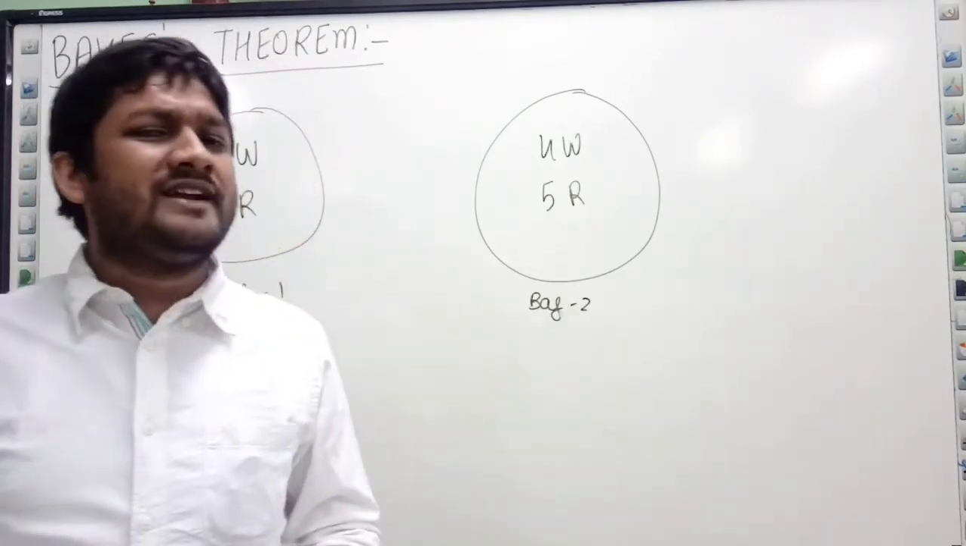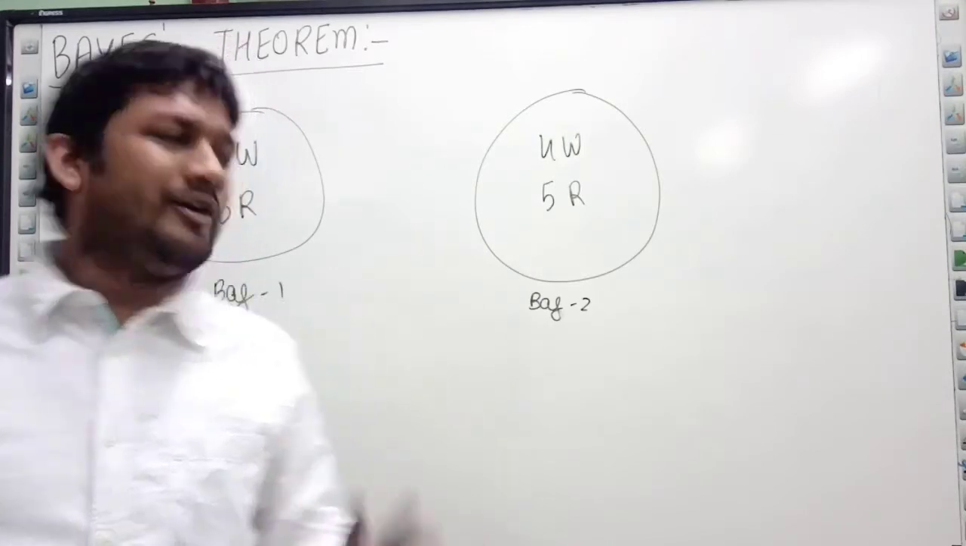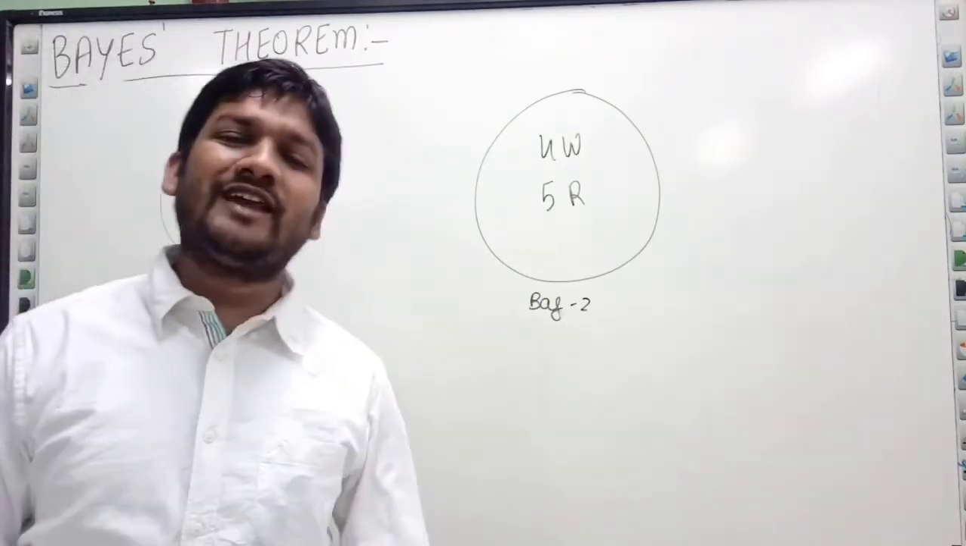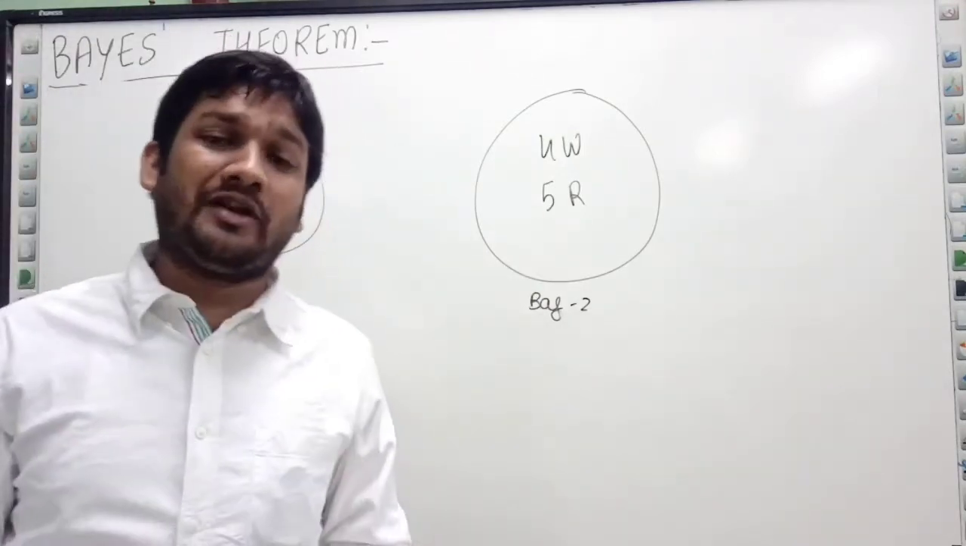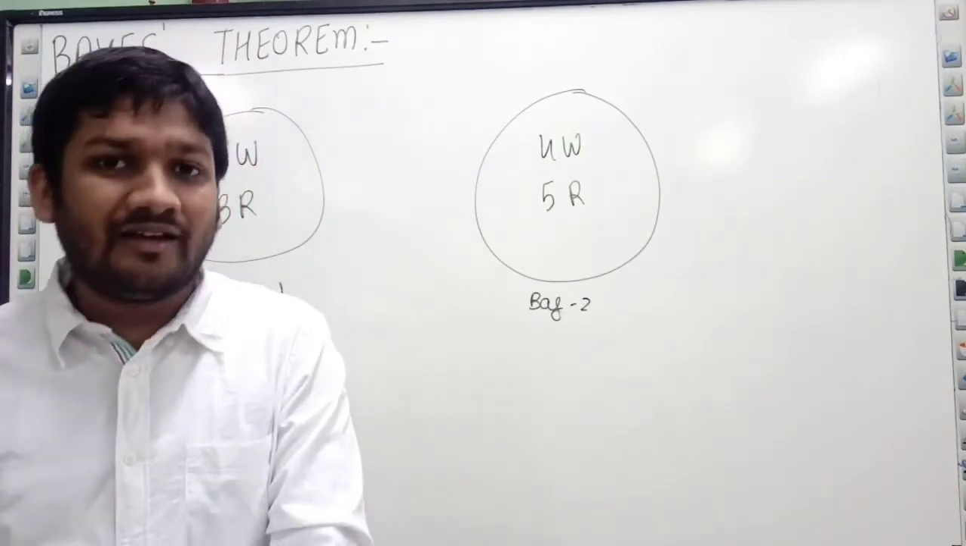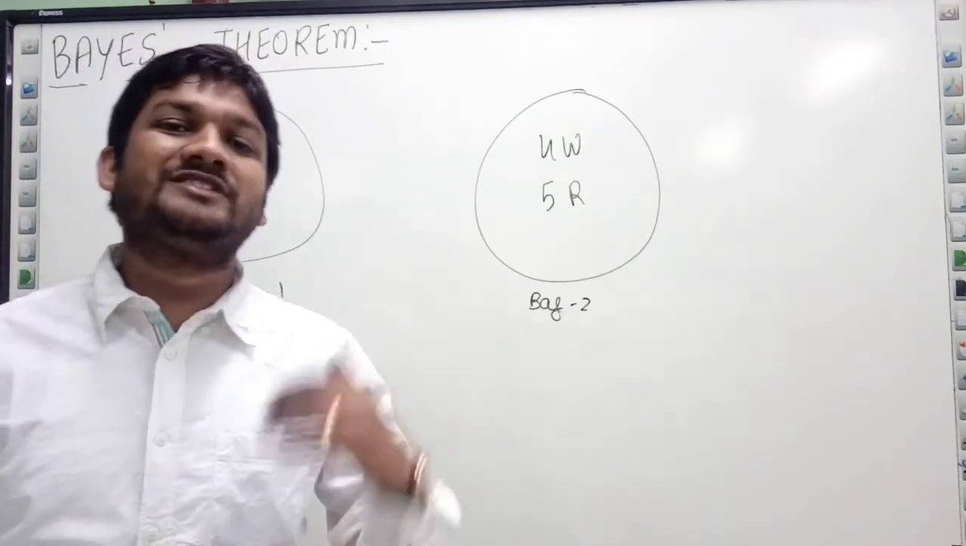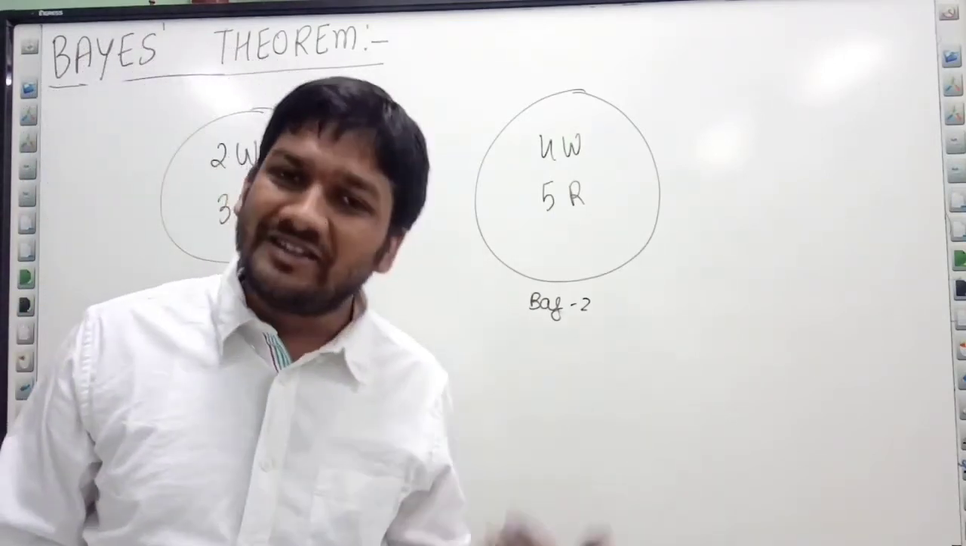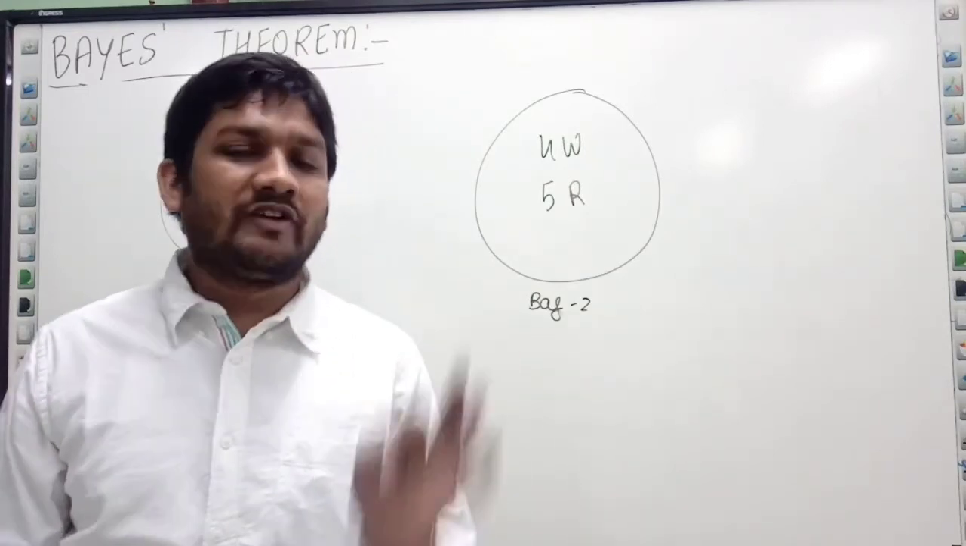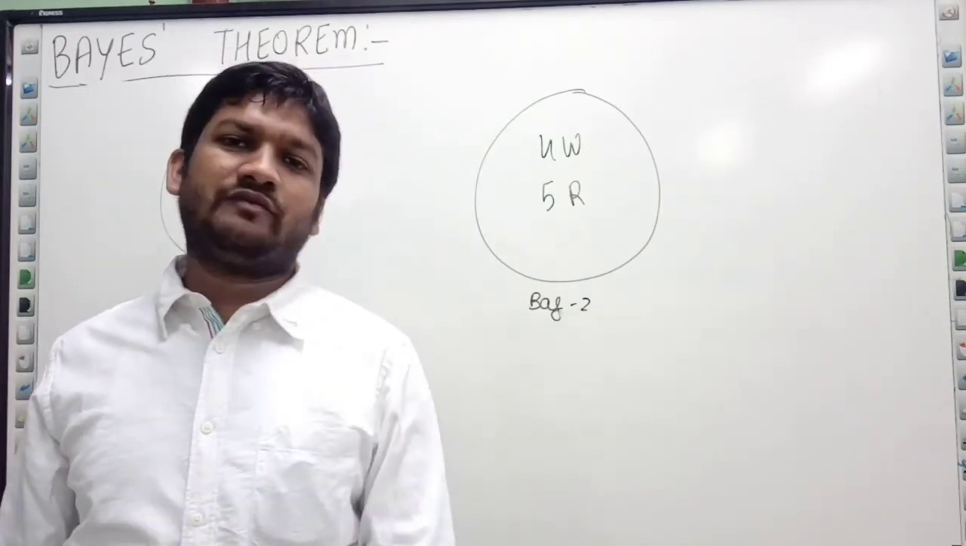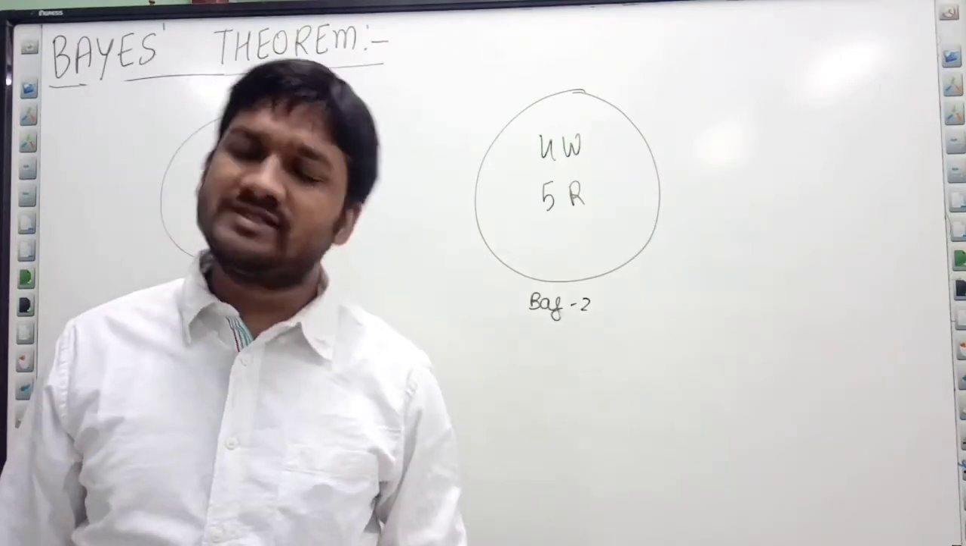What is reverse in that? You have already taken a ball from one of the bags. Now you are calculating from which bag it was drawn, after the event has occurred. Right? So this is what we are going to discuss in this theorem. We'll first understand the derivation of the theorem, and later on we will discuss the questions.